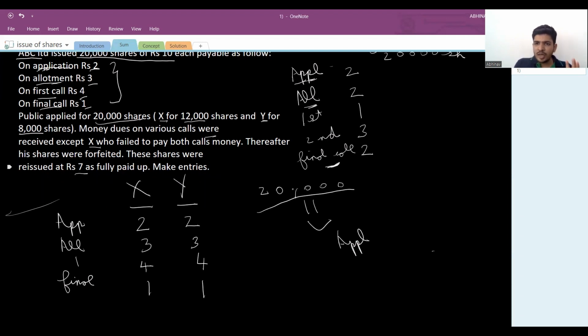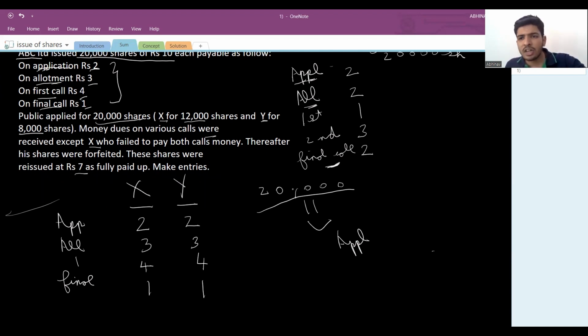Now in total, they need to pay 10 rupees per share. Here, first, the company will tell X to pay 2 rupees on the 10 rupees. So in the beginning, the company will ask X to pay 12,000 into 2, 24,000. In the beginning, Y should pay 8,000 into 2, 16,000. In total, it will be 20,000 into 10, 2 lakh rupees will be raised. But these are the different installments. Other than that, the concept is the same.